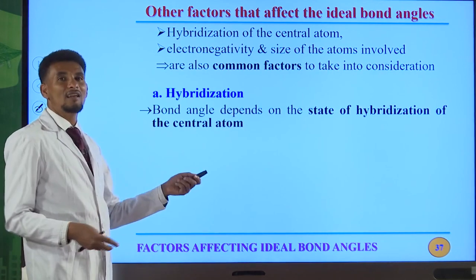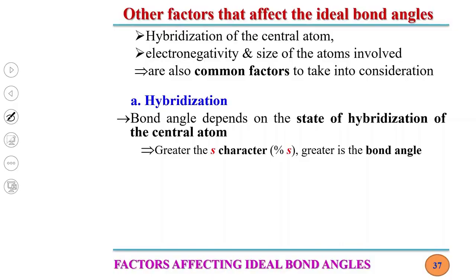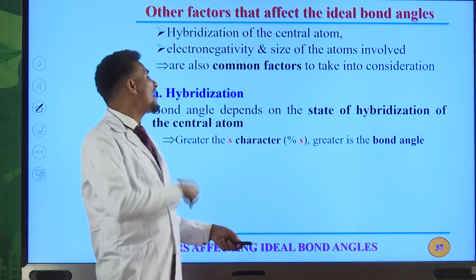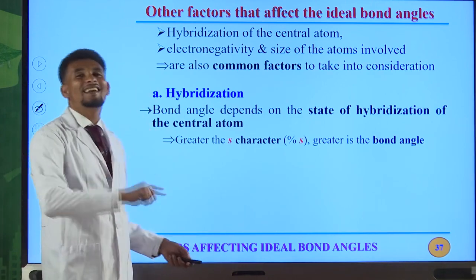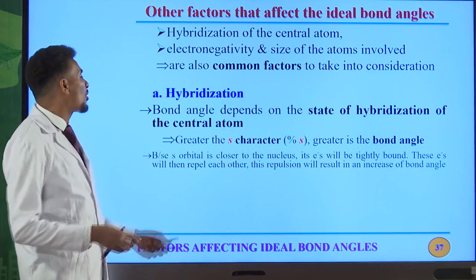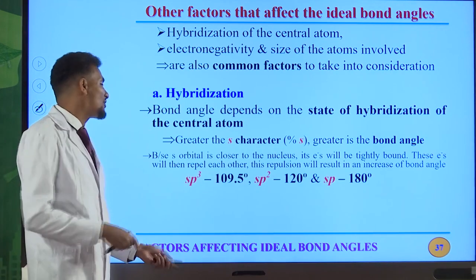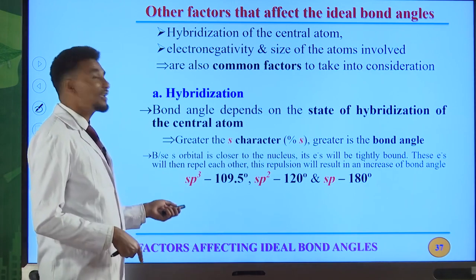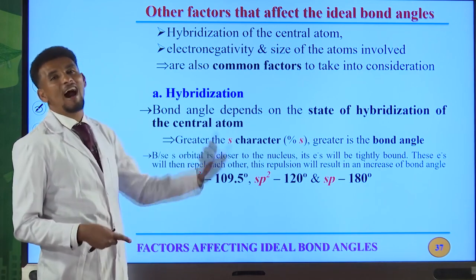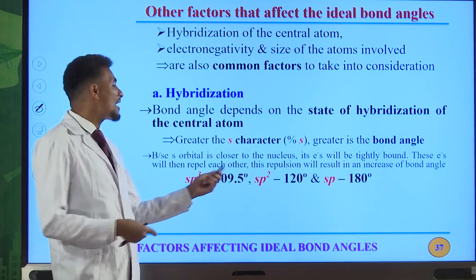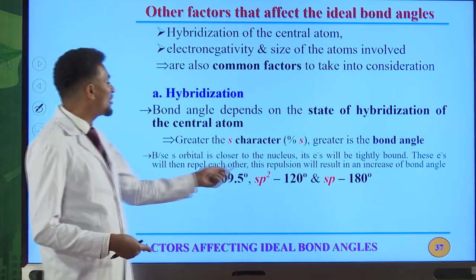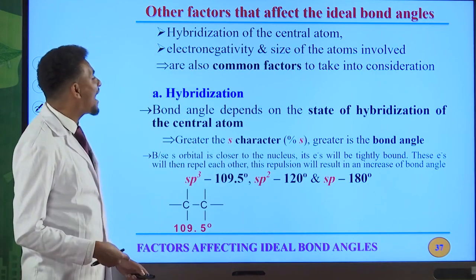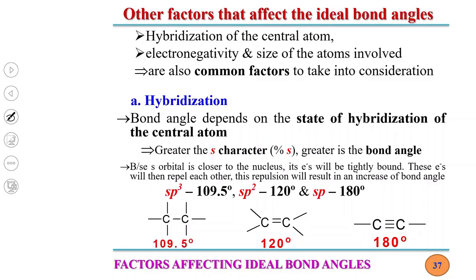Okay, let us see the state of hybridization. As s character increases, or as the percentage of s increases, the bond angle increases. So they are directly proportional. Try to remember this one. Look at this example. For molecules that have an sp3 hybridized central atom, the bond angle is 109.5 degrees. sp2 hybridized, 120 degrees. sp hybridized, 180 degrees. Its bond angle is 180 degrees.